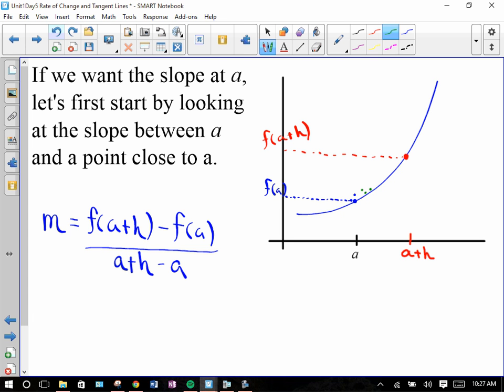What did you say? To that exact point. If we have moved this second point at A plus H all the way to this exact point, what value would H be? No. Think about what you just said. If H is A, it would be A plus A, which would be out here. If A and A plus H are the same point, what value would H have?